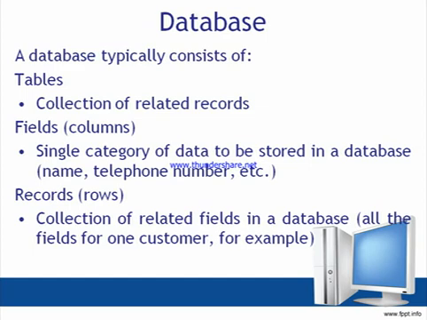A database typically consists of tables, a collection of related records. Fields, or columns, are a single category of data to be stored in a database, such as name, telephone number, etc. Records, or rows, are a collection of related fields in a database, for example all the fields for one customer.